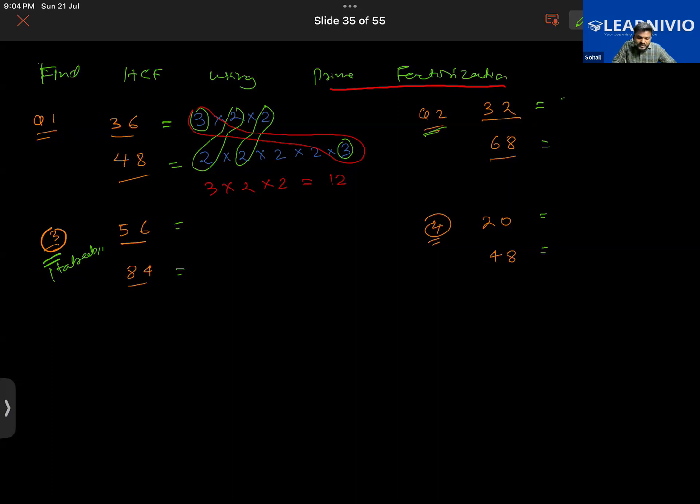So 32 can be written as 2 times 2, then again 2, and again 2, and again 2. So you found that 2 times 2 is 4, 4 times 2 is 8, 8 times 2 is 16, 16 times 2 is 32. Basically I should have written the number 68, but then I wrote 48. Okay, no worries. Be careful next time, okay?